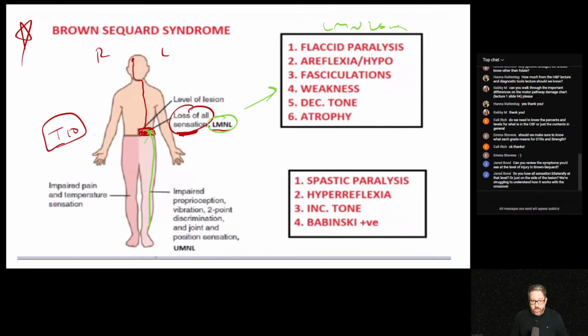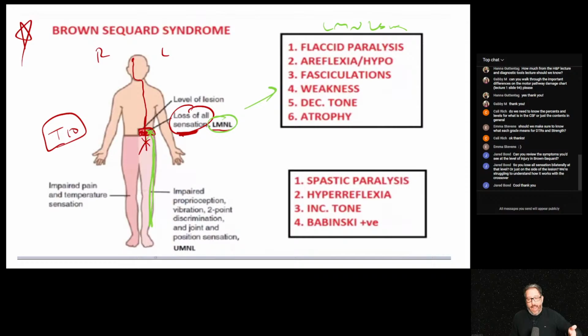Below the injury, the lower motor neuron is okay. The problem is the upper motor neuron can't get past T10. Because T10 blocked it, it cut that upper motor neuron. It can't get through. Everything below is going to exhibit an upper motor neuron lesion because the upper motor neuron can't get through T10 and it's stuck.